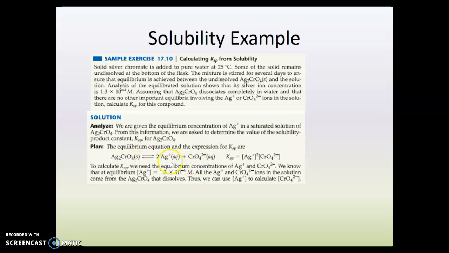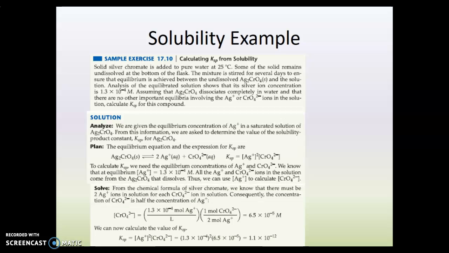So when you write out the solubility expression, you have silver chromate solid dissolves into 2 silver ions and a chromate ion, right? The KSP is going to be the concentration of silver squared, because the 2 goes up here, times the concentration of the chromate. So to calculate KSP, you're going to need the equilibrium concentrations. So you set up the equation because it tells you that the equilibrium concentration of silver is 1.3 times 10 to the minus fourth molar, right?